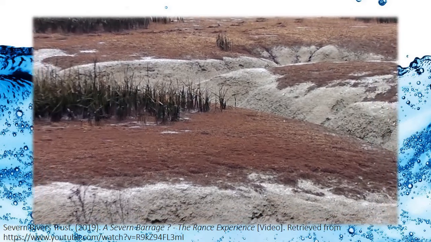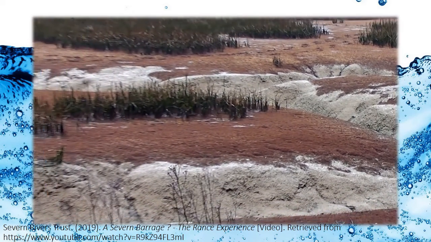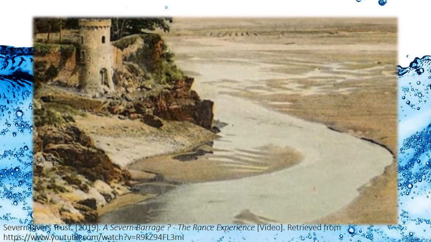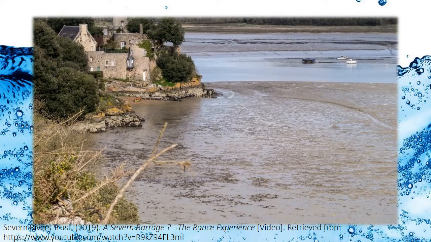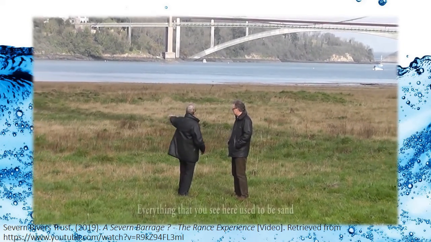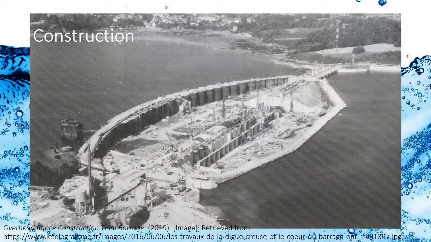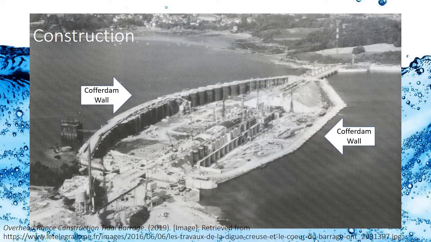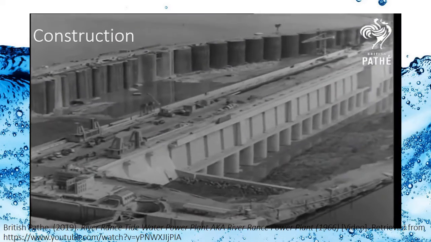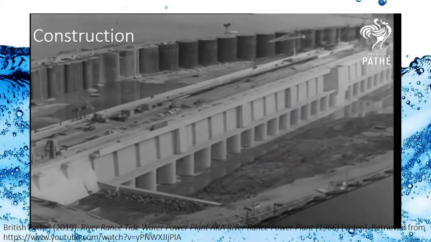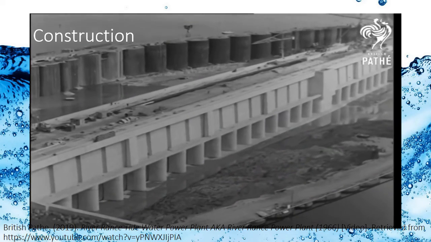The barrage caused many of the local species to disappear, severely affecting the ecology of the area. It took more than 10 years for the ecosystem to recover to its previous state. Much of the blame for this environmental damage is placed on the construction of the tidal barrage, which was built on-site within two cofferdam walls, significantly limiting the exchange between the sea and the river.